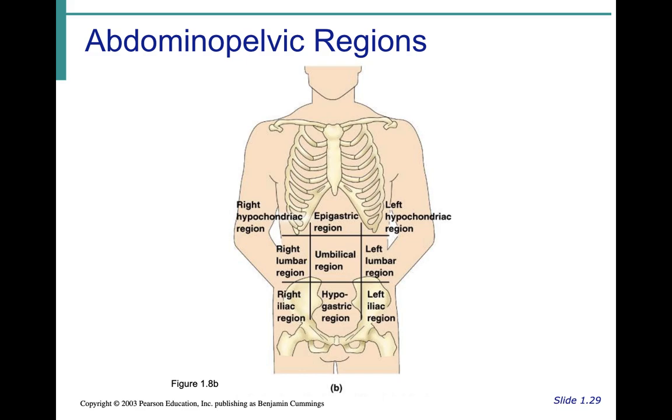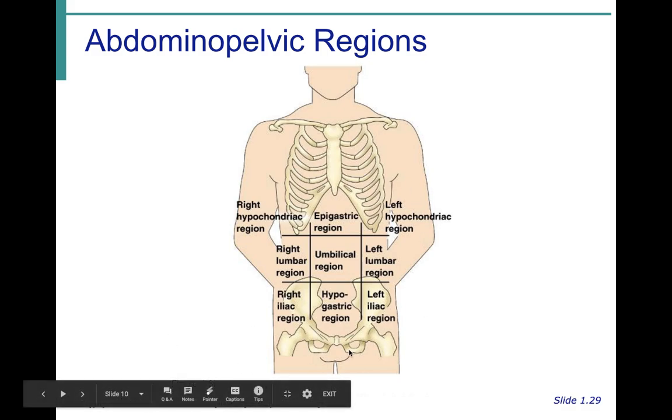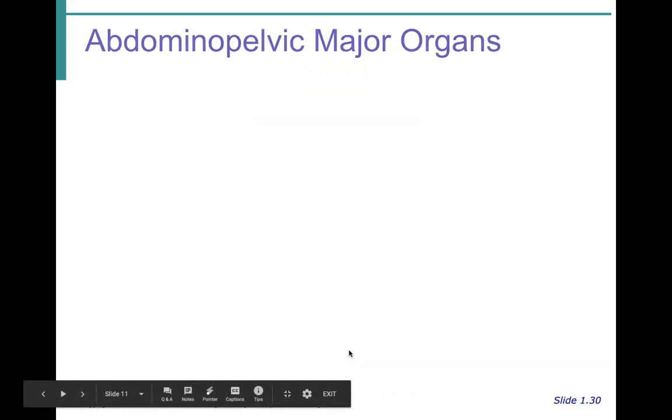Abdominal regions, you're not going to be expected to learn these. Notice there are patterns with this. Iliac has to do with where the bone is down at the bottom. Lumbar region, we told that was the lower back. Epigastric is where the stomach is. Hypo means below or beneath. You are not responsible for knowing those.